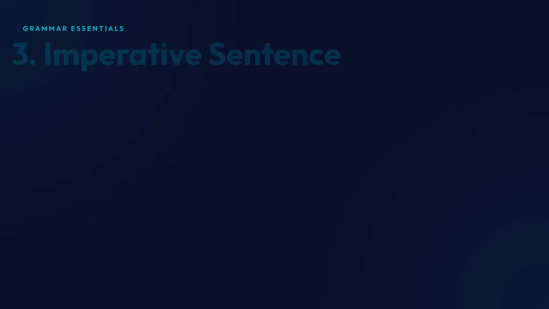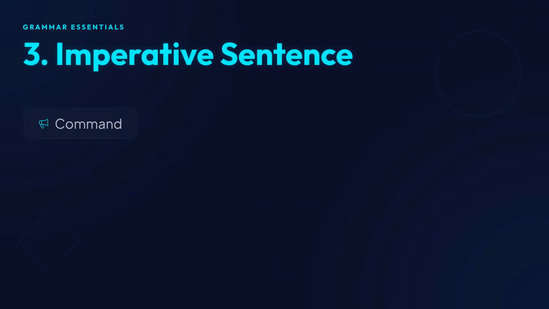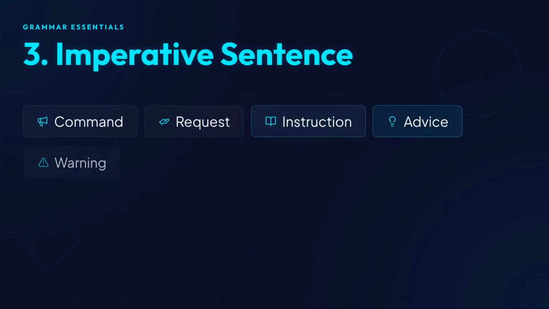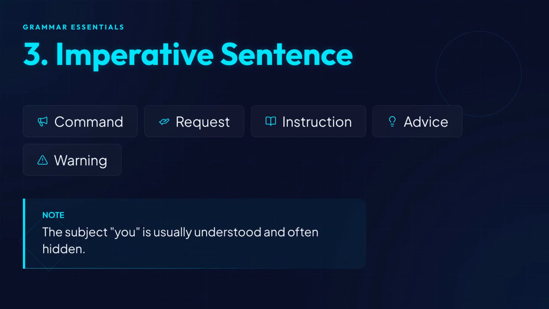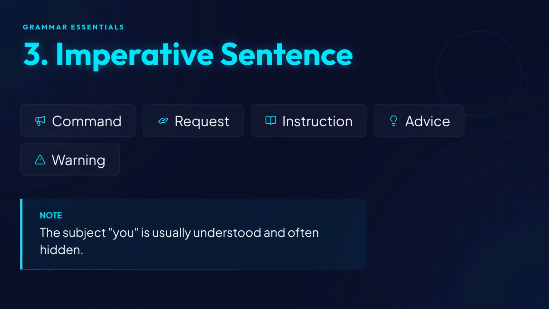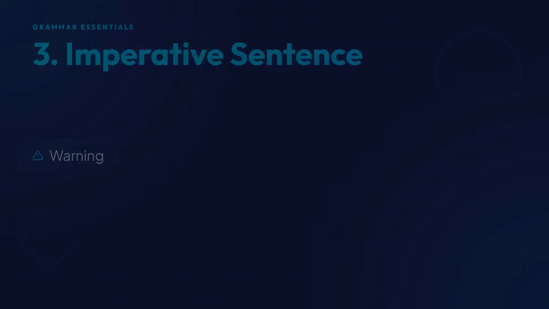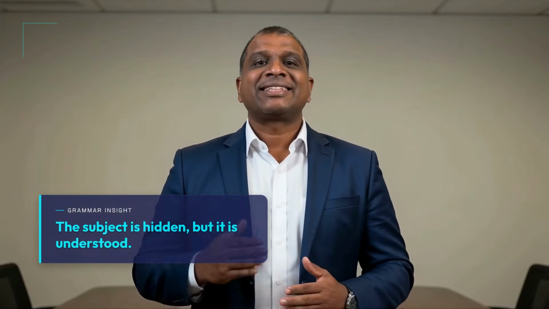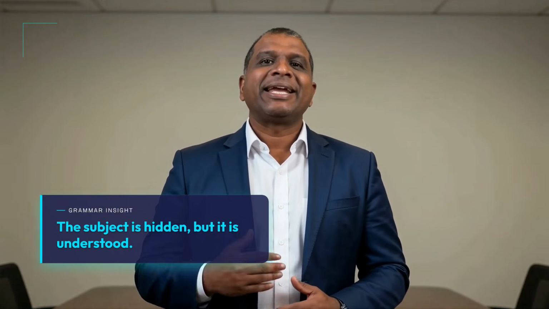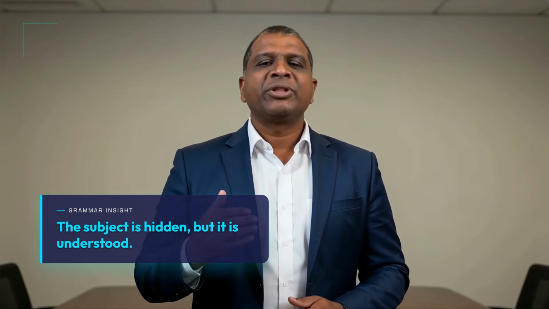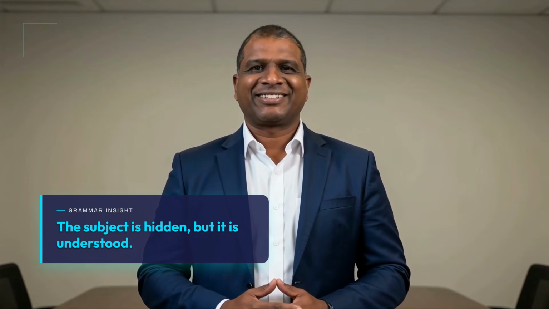Next is the imperative. 3. Imperative sentence. An imperative sentence gives a command, request, instruction, advice, or warning. Notice that the subject you is usually understood. Teacher explains, the subject is hidden, but it is understood. Remember this when you see these sentences.